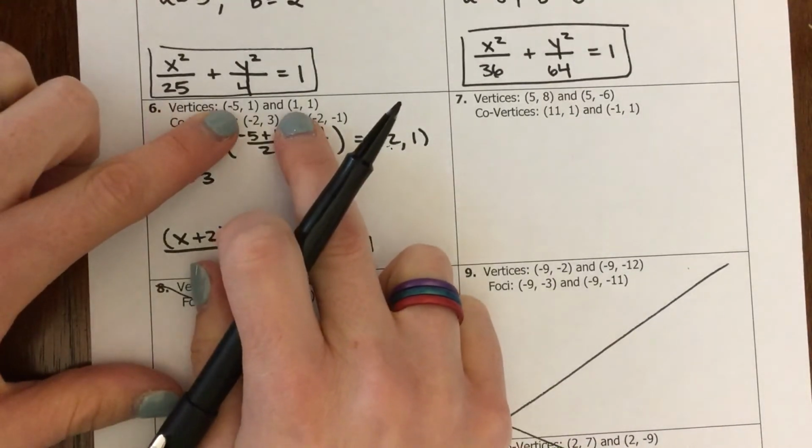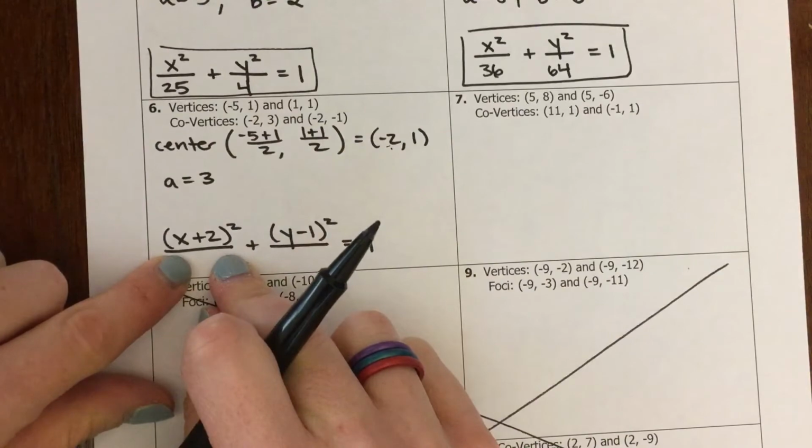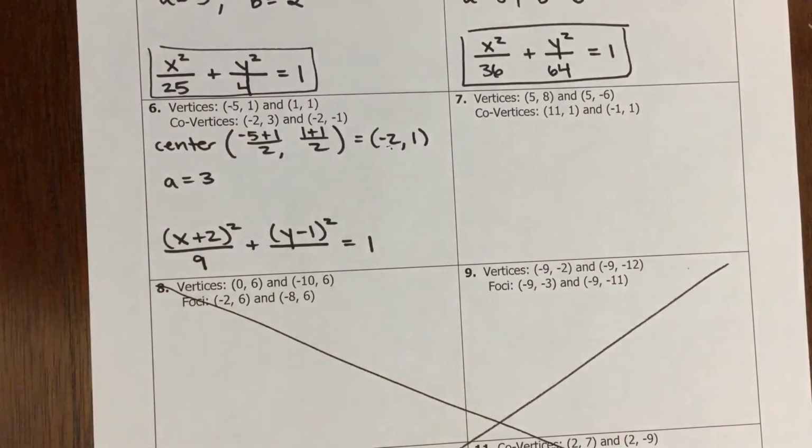And we already noticed it was the x's that are changing. So that means the 3 goes with the x's, and I have to square it. So 3 squared is 9, and that goes with the x's.